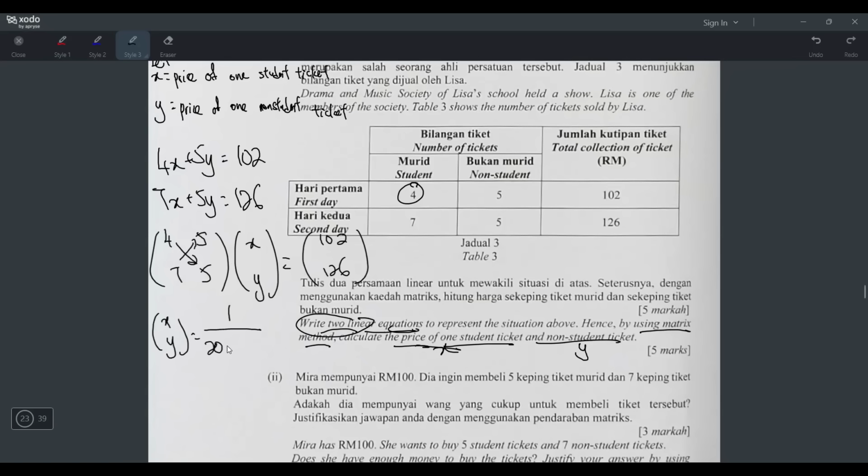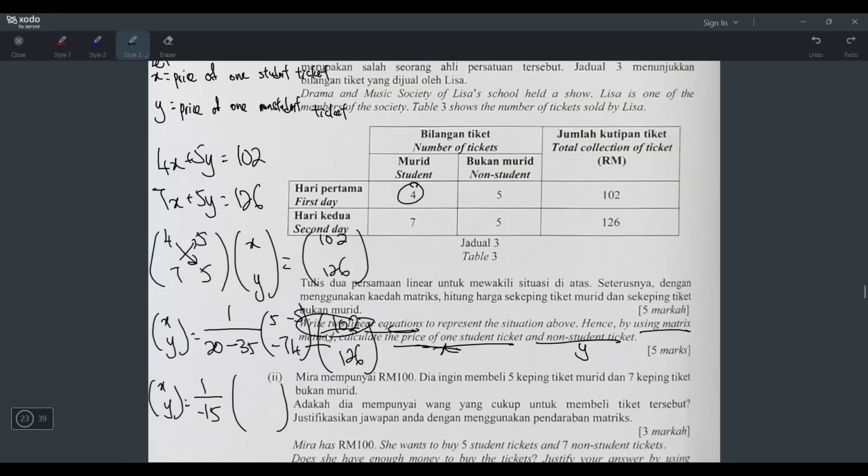4 times 5 is 20, minus 7 times 5 is 35, and then bracket, and then the 4 and 5, that one have to tukar tempat jadi 5, 4, and then 5 and 7 have to tukar tanda jadi -5, -7. And don't forget, ada lagi satu benda, 102, 126, right? So now your xy becomes 1 over 20 minus 35 is -15, and then these two matrix saya boleh darab.